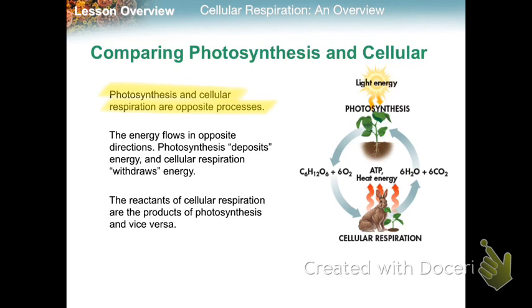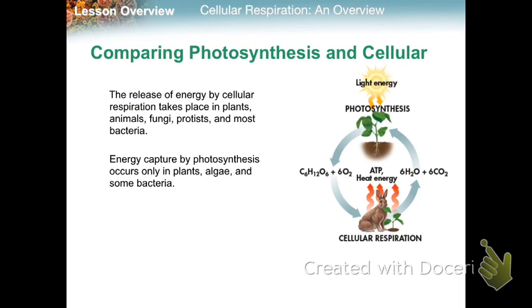Photosynthesis and cellular respiration are opposite processes. The energy flows in opposite directions. Photosynthesis deposits energy, creates that availability of energy. Cellular respiration withdraws energy. And the reactants of cellular respiration are the products of photosynthesis and vice versa.